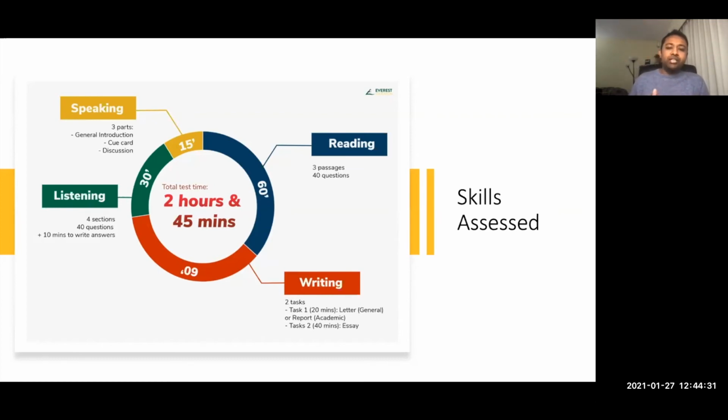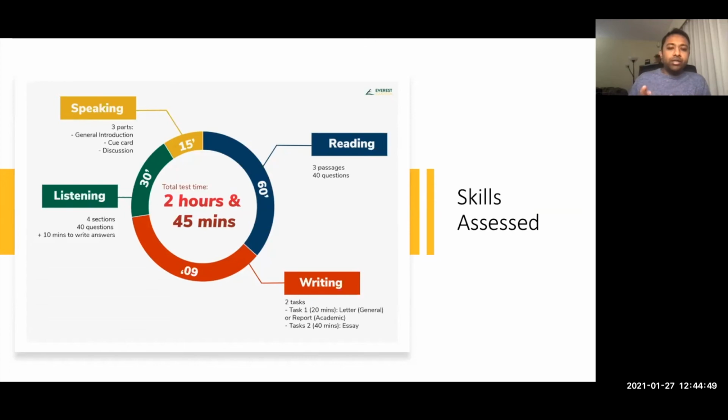Listening has 4 sections, 40 questions in it. You have about 30 minutes to listen to the audio, and then 10 minutes to transfer your answers into the answer sheet. Remember, this is for a paper-based test. For a computer-based test, you get 2 extra minutes to review your answers.